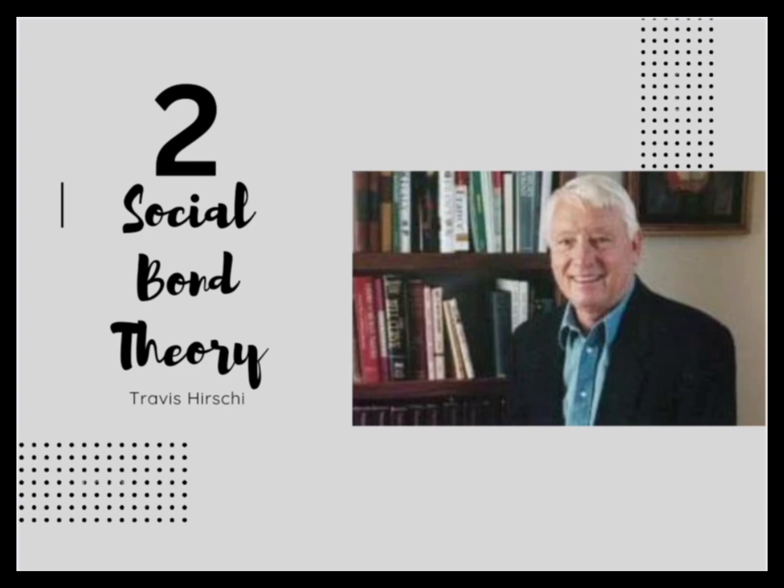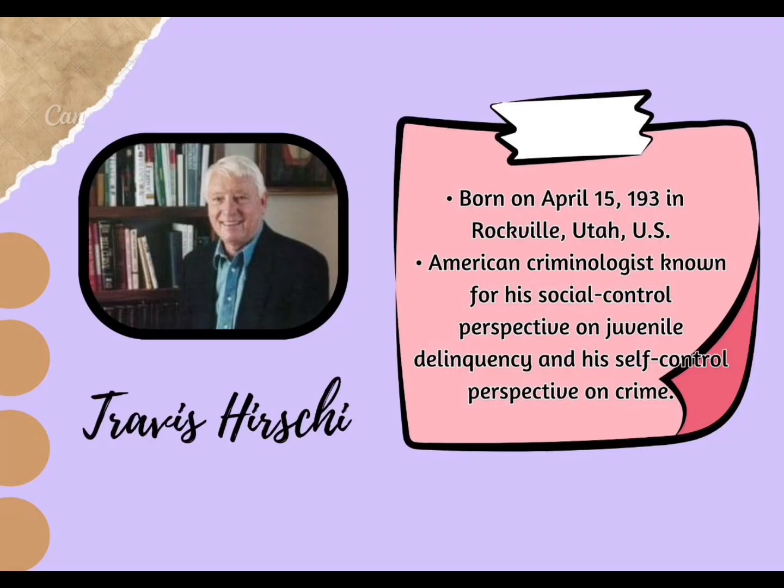Number 2, social bond theory of Travis Hirschi. Travis Hirschi was born on April 15, 1935 in Rockville, Utah, U.S. He was an American criminologist known for his social control perspective on juvenile delinquency and his self-control perspective on crime.